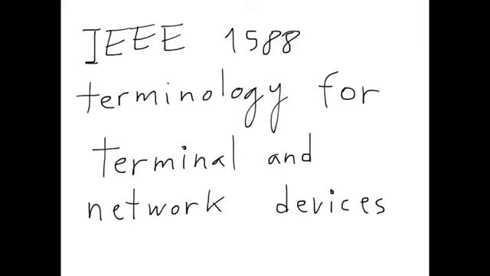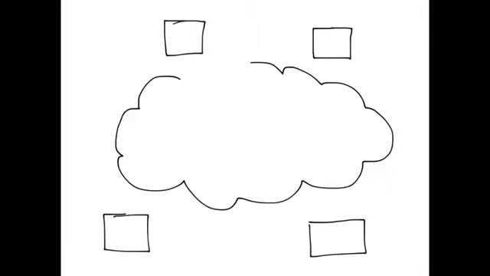IEEE 1588 uses a specific terminology for terminal and network devices. Before I introduce this terminology, let me just briefly say what we mean by terminal and network devices. A computer network is obviously made up of a set of computers interconnected by a network, where the network itself is made up of some devices that provide the connectivity.